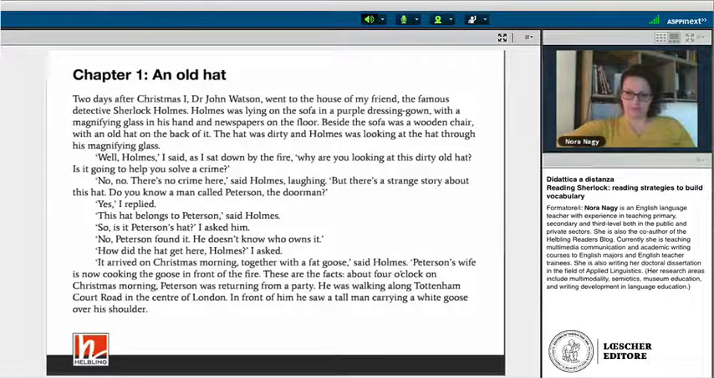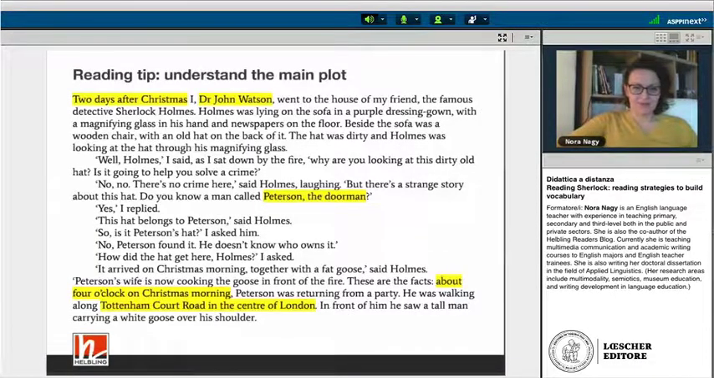Where did he find them? Where did he find them? Exactly. Tottenham Court Road. Yes, nice. And finally, when did he find them? 4 o'clock on Christmas morning. All right, so let's move on. I have highlighted the answer for you.